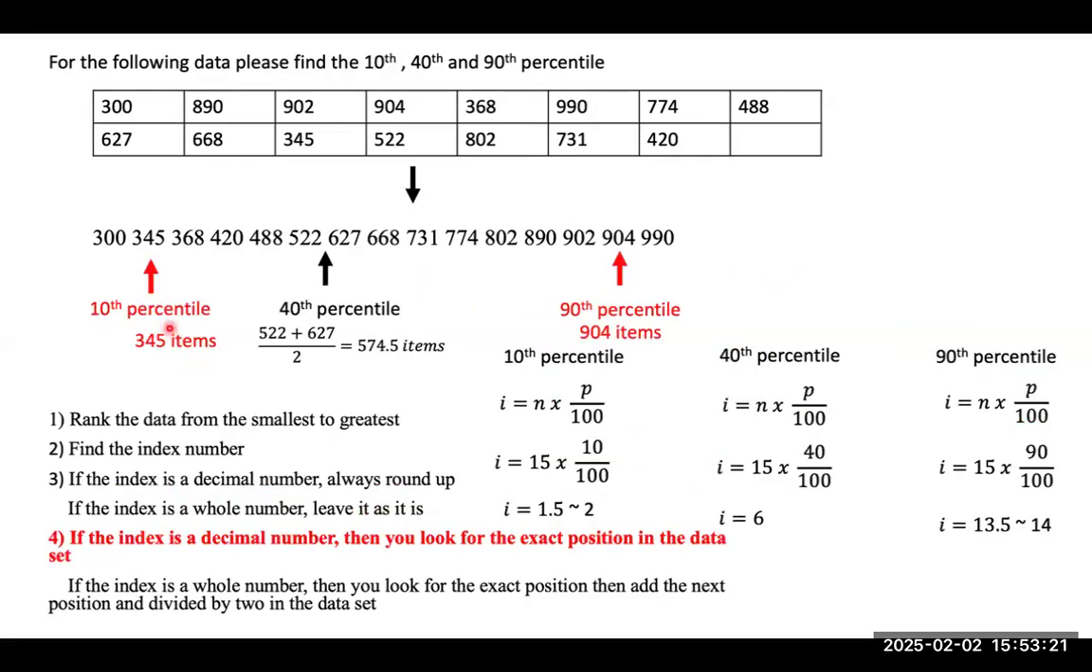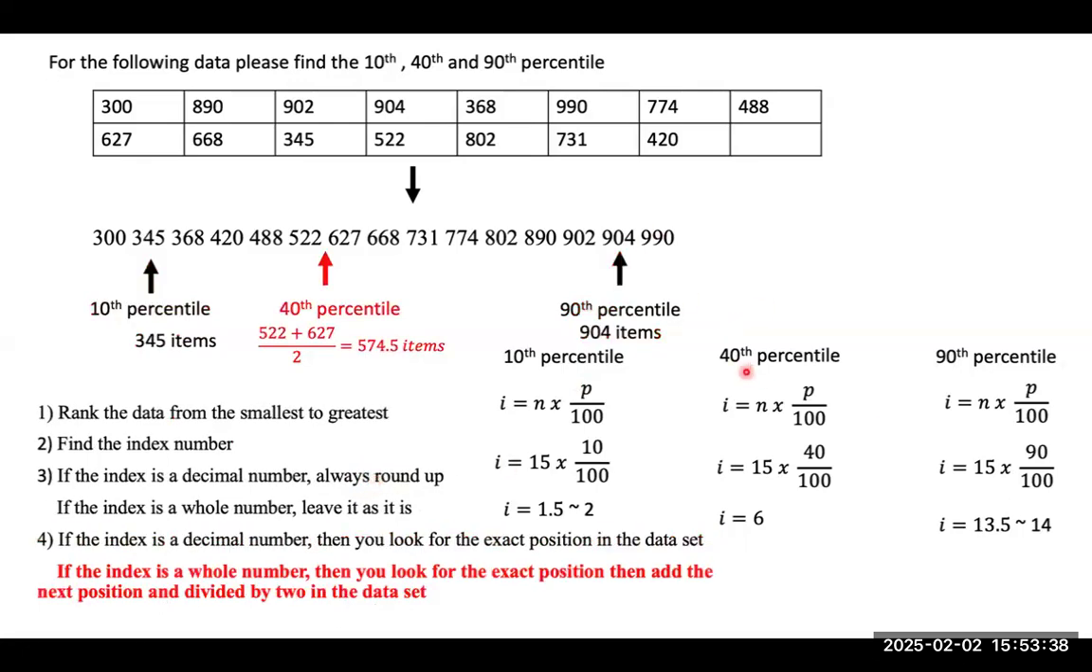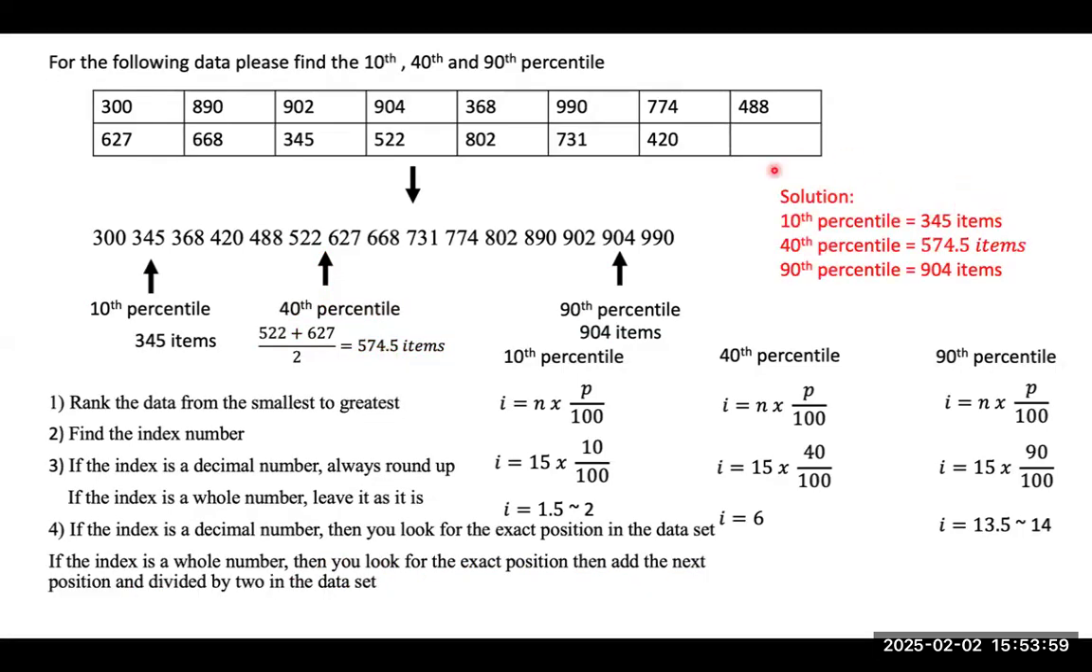Finally, if the index is a decimal, which is the 10th and the 90th, we go to the exact position. So I is 2, meaning that index is at the 2nd position. And then the 14th position for 90th percentile, and that will be 904. If the index is a whole number, then we go to the exact position, position 6, 522, add the next position, 627, and divide by 2. So that would be 574.5 items. In conclusion, we can consolidate everything and put it in the right upper corner.